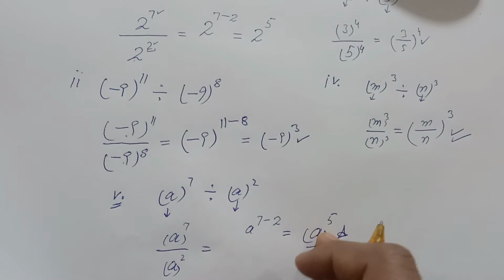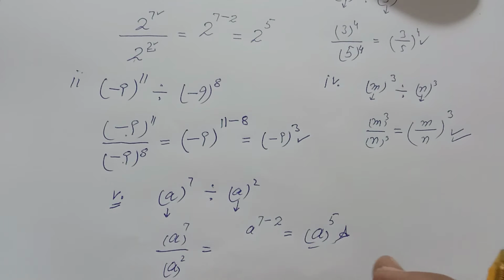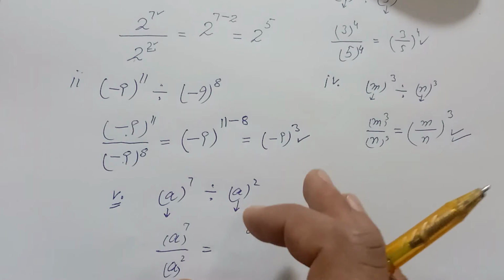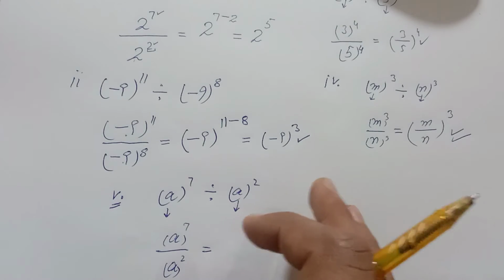So dear students, these are the exponent laws. When the bases are the same and the question is a division, by using the division method you have to subtract the exponents, using the exponent laws. And when the bases are different, you have to write only one exponent. These are the basic laws of exponents.